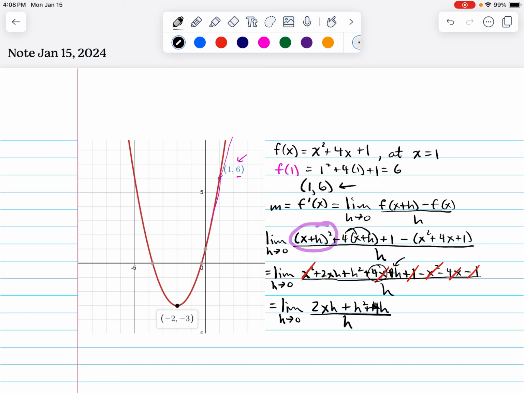All this over h. Now you've got the limit as h goes to 0. Factor out your h, because what you're trying to do is get rid of that h on the bottom.